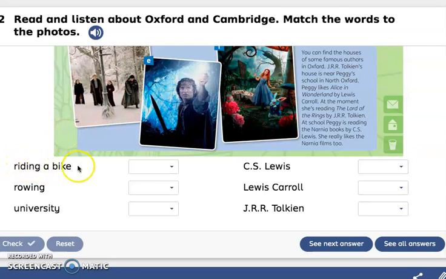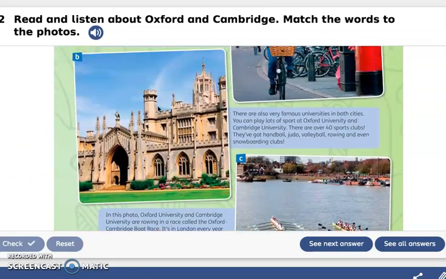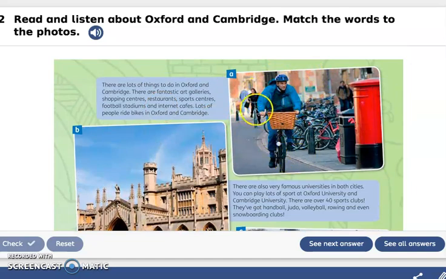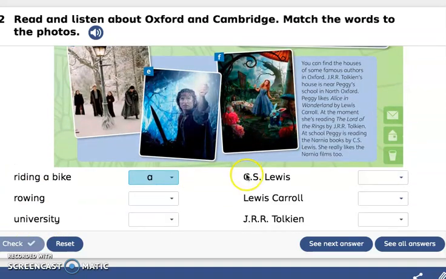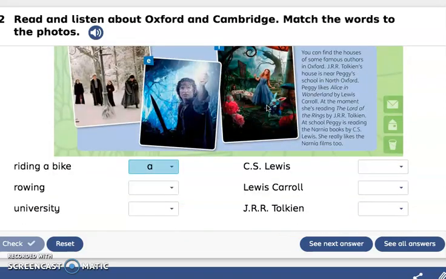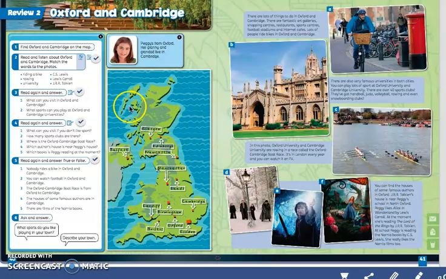So who is riding a bike? Look for the photos, and I can see this man riding a bike. So what you need to do here is to write next to riding a bike A. The same with all of them. Who is or who are rowing? In which photo there is a university? Which photo is this person? Who is this person and who is this person? If you can see them in the photos. That's activity number 2.